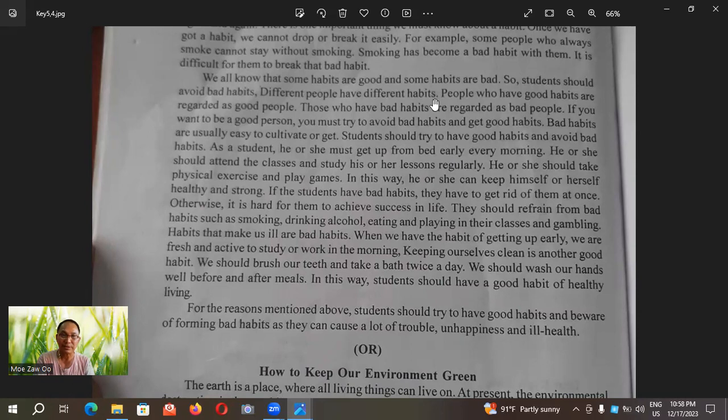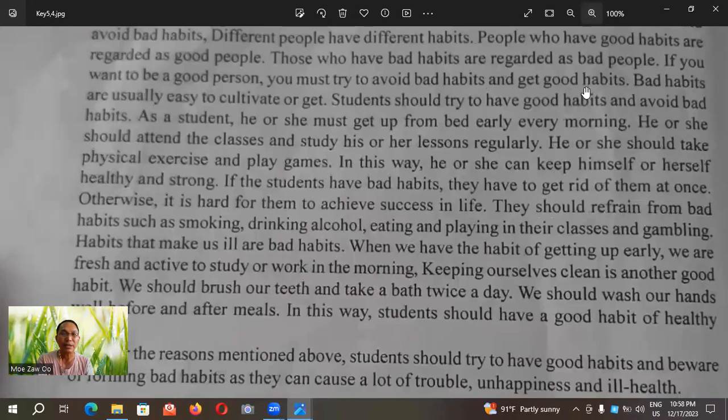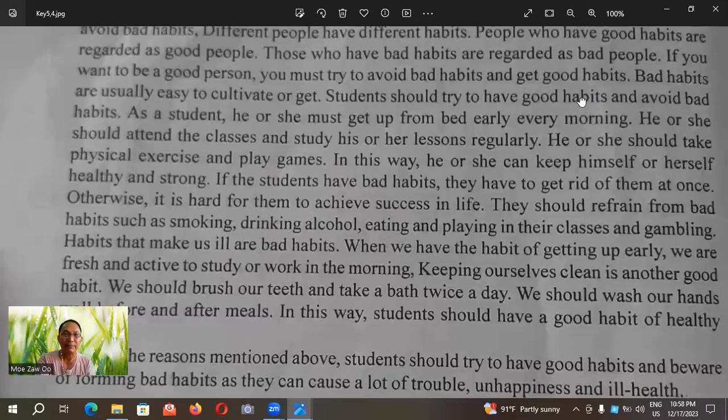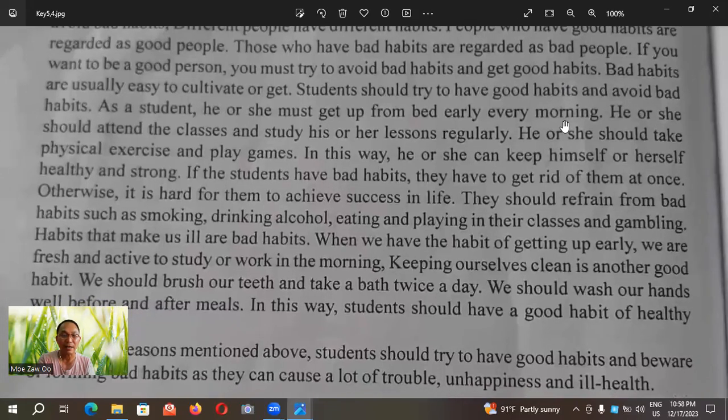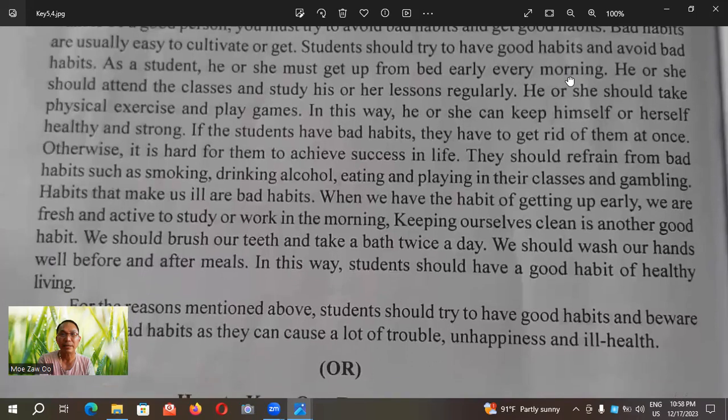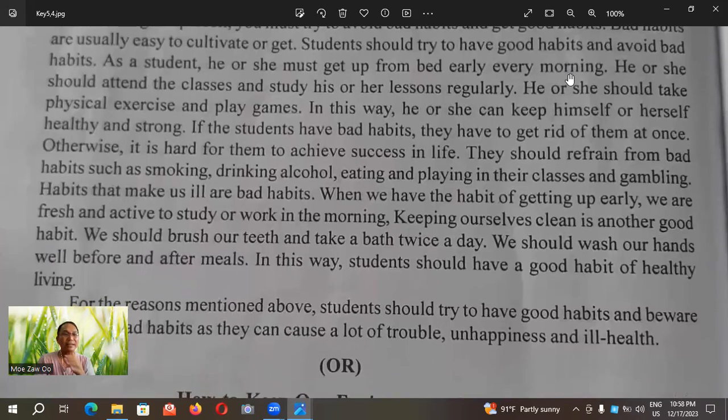As a student, he or she must get up from bed early every morning. He or she should attend the classes and study his or her lessons regularly. He or she should take physical exercise and play games. In this way, he or she can keep himself or herself healthy and strong.